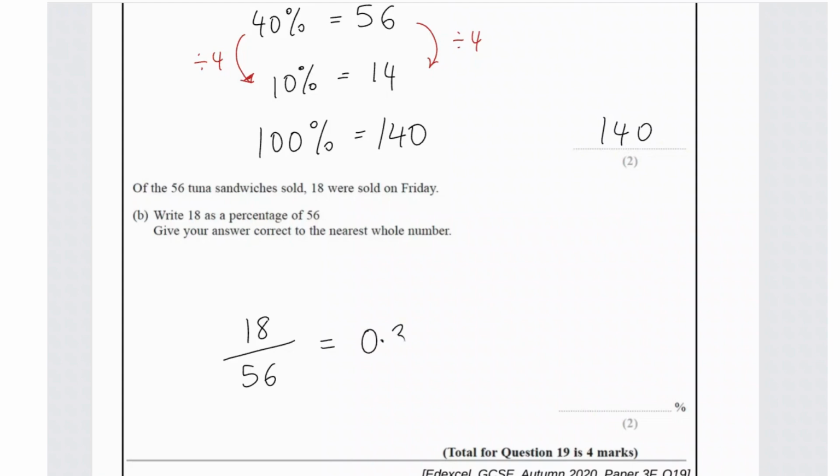As a decimal, that's 0.32143 to 5 decimal places. To get that as a percentage, we times by 100. So that's 32.1%. And to the nearest whole number, we're just going to say it's 32%. So 32% of the sandwiches were sold on Friday, which is what 18 out of 56 is as a percentage.